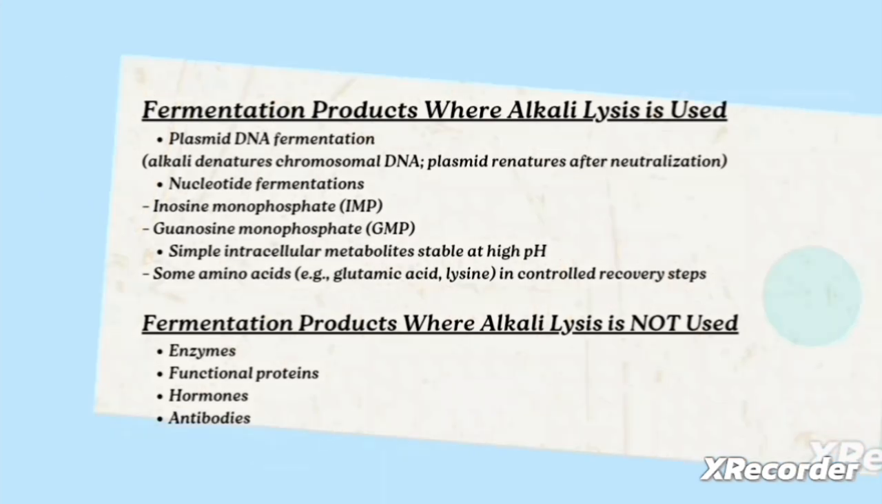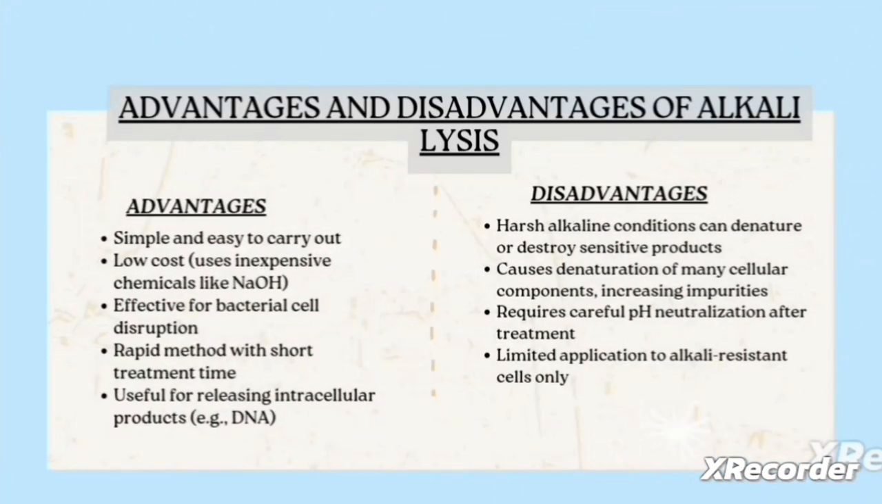Now coming on to some advantages and disadvantages of alkali lysis. First, the advantages. It is a very simple and easy method to carry out. It is a low cost method as it uses inexpensive chemicals like NaOH. Then it is effective for bacterial cell disruption. It is a rapid method with very short treatment time, and it is useful for releasing intracellular products, especially the DNA and all the other products that we saw in the earlier slides.